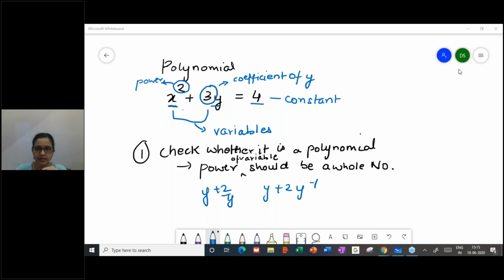polynomials. Let me just write it here. It starts from linear, which has at least one. The degree of the polynomial is one. Then there is quadratic and cubic, and then biquadratic. So a constant will not be called a polynomial. No, no. It'll be a constant.